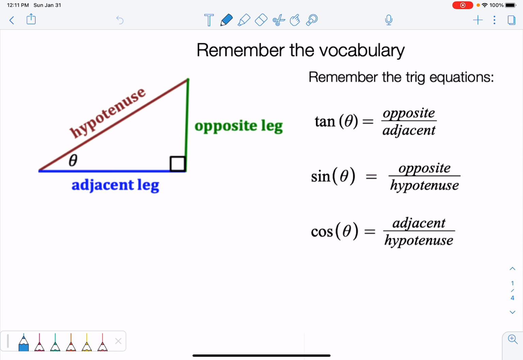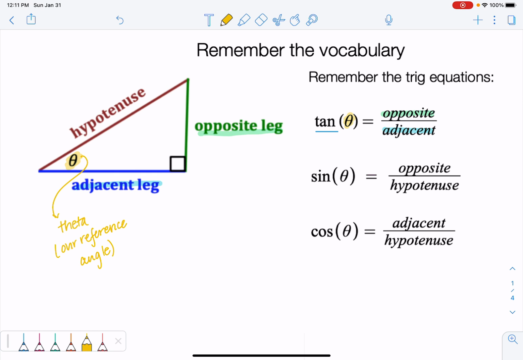The first trig equation we learned was tangent. Remember that it gets abbreviated as TAN. For tangent, we use the opposite leg, and then we divide it by the adjacent leg. We input theta, this is our reference angle.